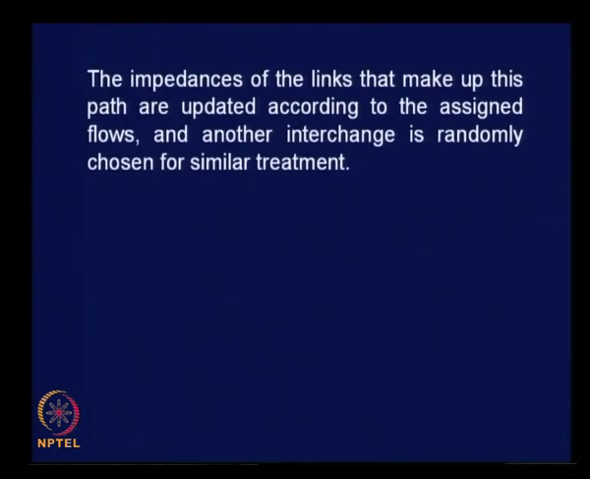Then the impedances of the links that make up this minimum path in step 1 are updated according to the assigned flows, and another interchange is randomly chosen for similar treatment. So after assigning traffic we change the impedances or travel times for all the involved links. Is it possible or not?